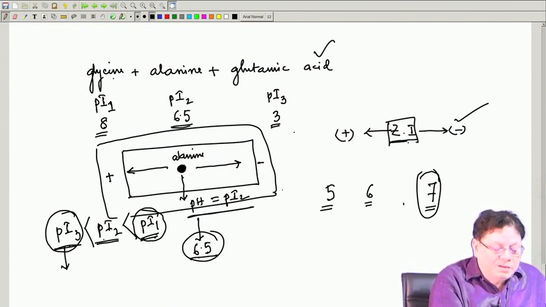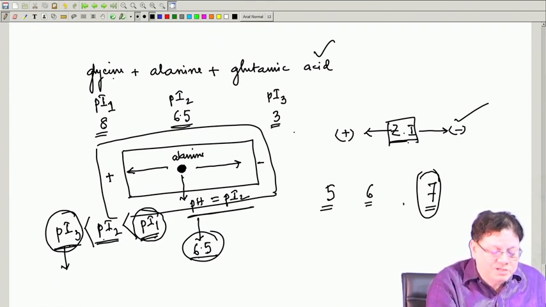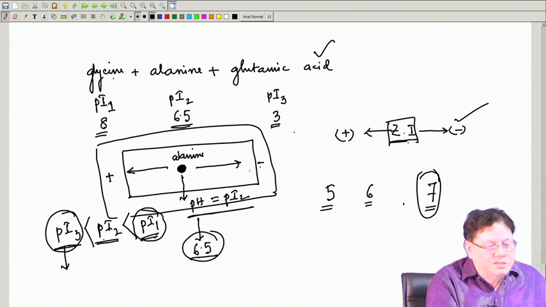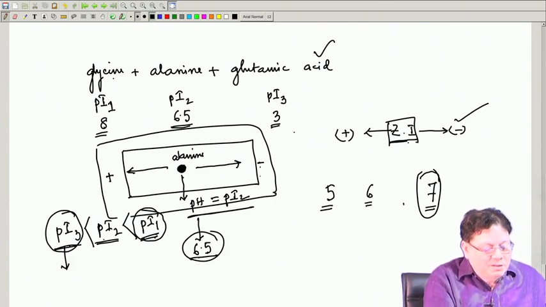So, what do I need to do? I need to first select a matrix on which I can apply the solution of the amino acids. What kind of matrix? It could be a piece of filter paper like the Whatman filter paper, or it could be a gel-like substance made up of polyacrylamide or agarose. These are the different matrices you can use.